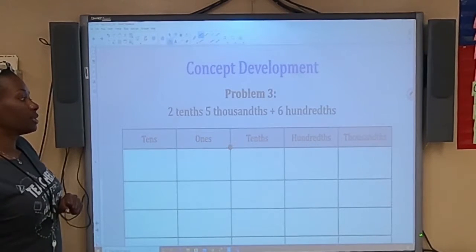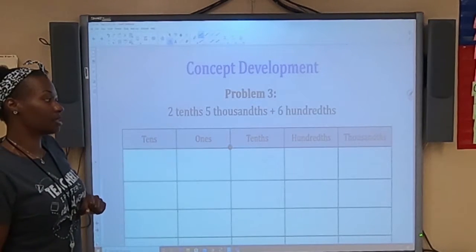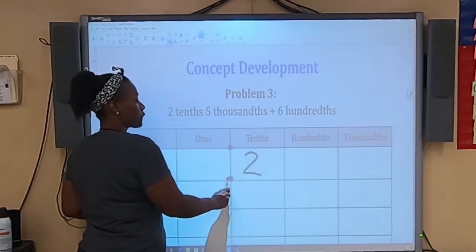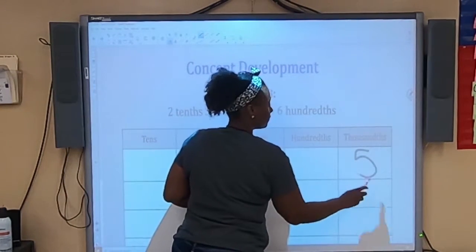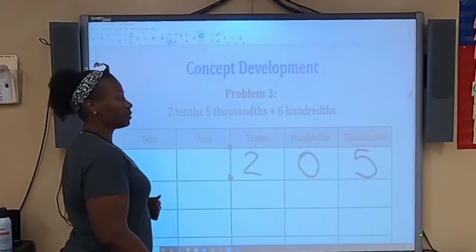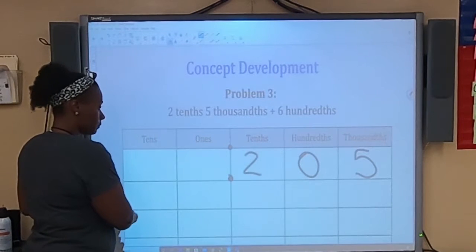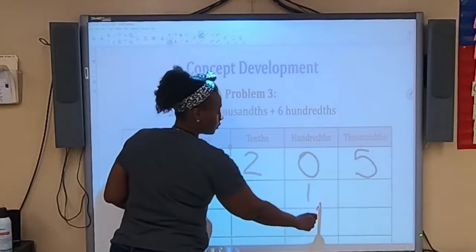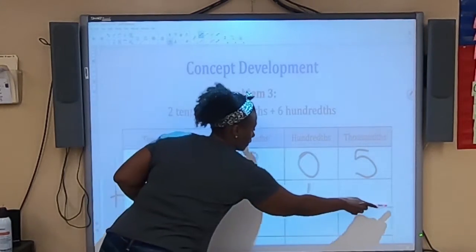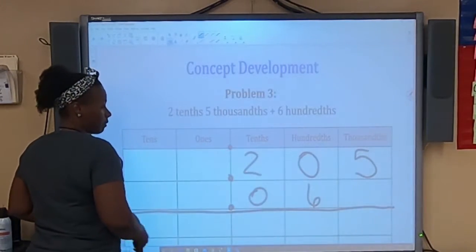Okay, now we have 2 tenths, 5 thousandths plus 6 hundredths. So we got 2 in the tenths, 5 in the thousandths. Notice we skipped the hundredths, so we're going to put our placeholder. Plus 6 in the hundredths. Put my placeholder. I'm going to make it look even.